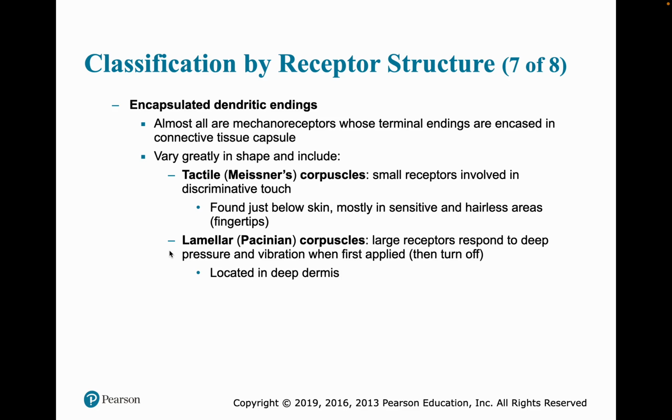We have tactile, Meissner's corpuscles, which are small receptors involved in discriminative touch, found just below the skin, mostly in sensitive and hairless areas like our fingertips. Lamellar, traditionally referred to as Pacinian corpuscles, are large receptors that respond to deep pressure and vibration when first applied, and then they turn off. They become sensitized. Those are located in the deep dermis.